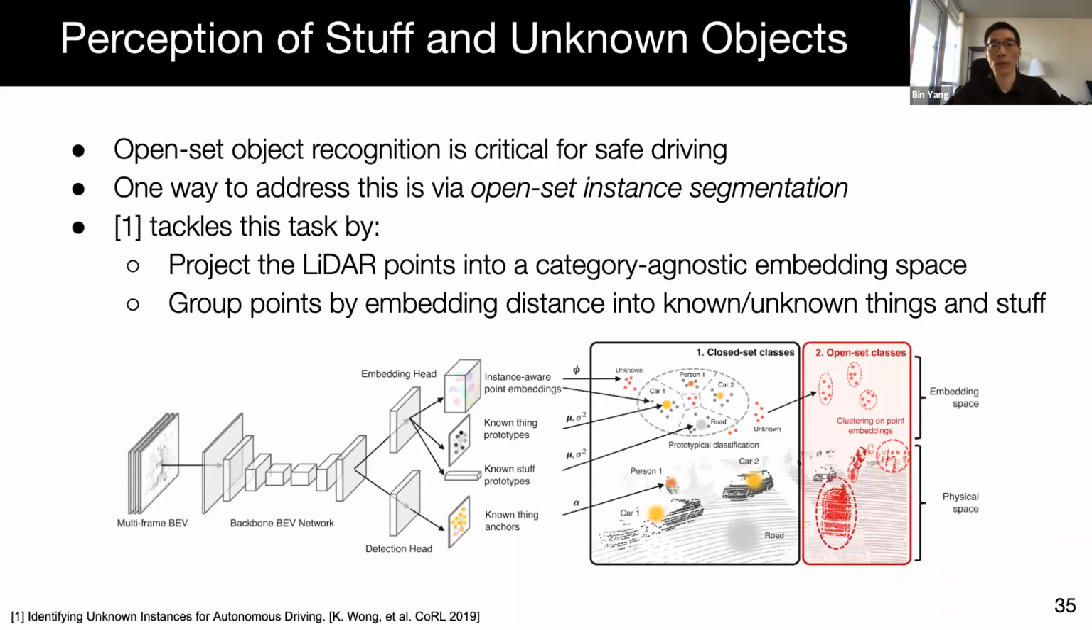One approach to tackle this task is shown in the figure below. The main idea behind the model is to project the LiDAR points into a category-agnostic embedding space. Then, within this embedding space, we can group the points into both known and unknown things and stuff, irrespective of their semantics.